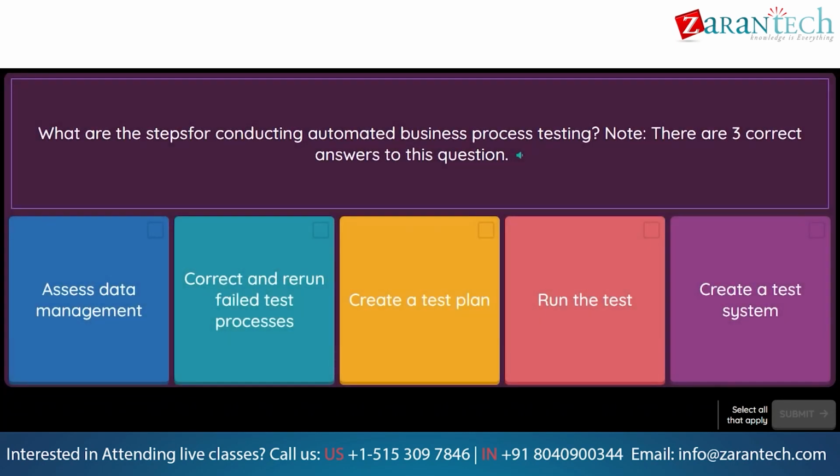Question: what are the steps for conducting automated business process testing? Note: there are 3 correct answers to this question. Option 1, assess data management. Option 2, correct and rerun failed test processes.